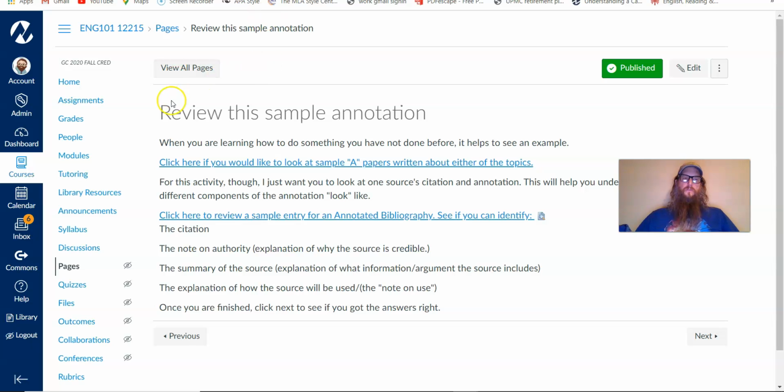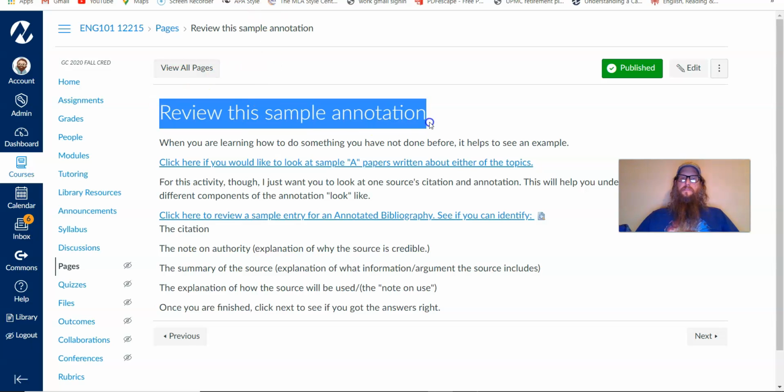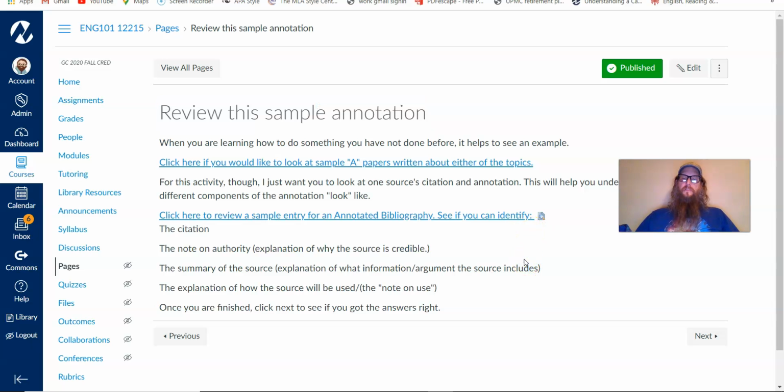In this video, we're going to be talking about a sample annotation, just like it says here. Hopefully, this is going to help you develop a good understanding of what goes in the annotations.